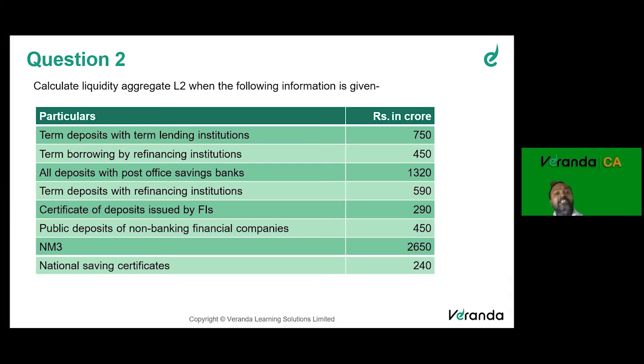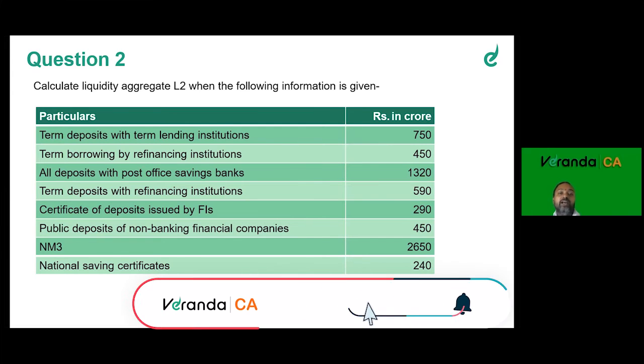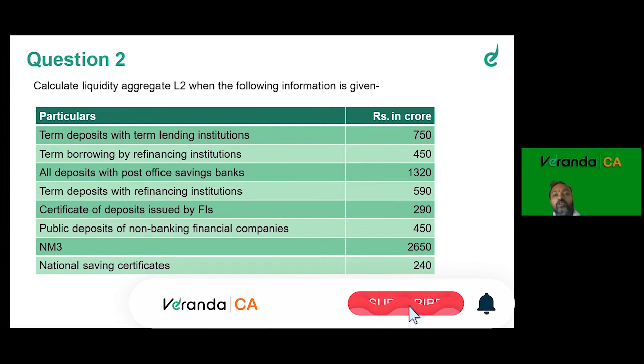And then next comes M2, which includes what we explained in M1, along with savings deposits with the post office savings bank. Across various cities, towns and villages in India, there are a lot of post offices. There we can open savings bank accounts, and a lot of people actually have their accounts with the post office savings bank. So that money is also considered.